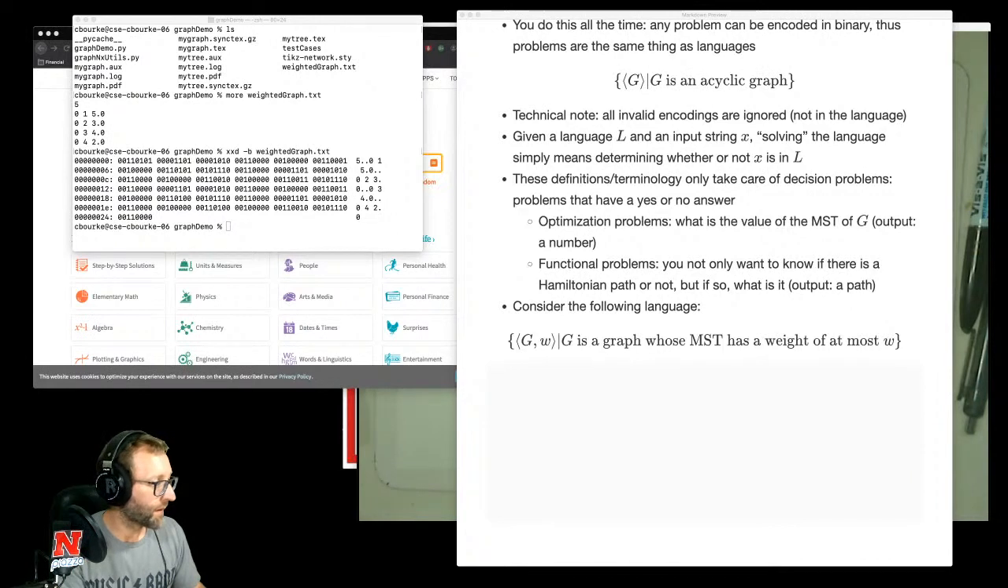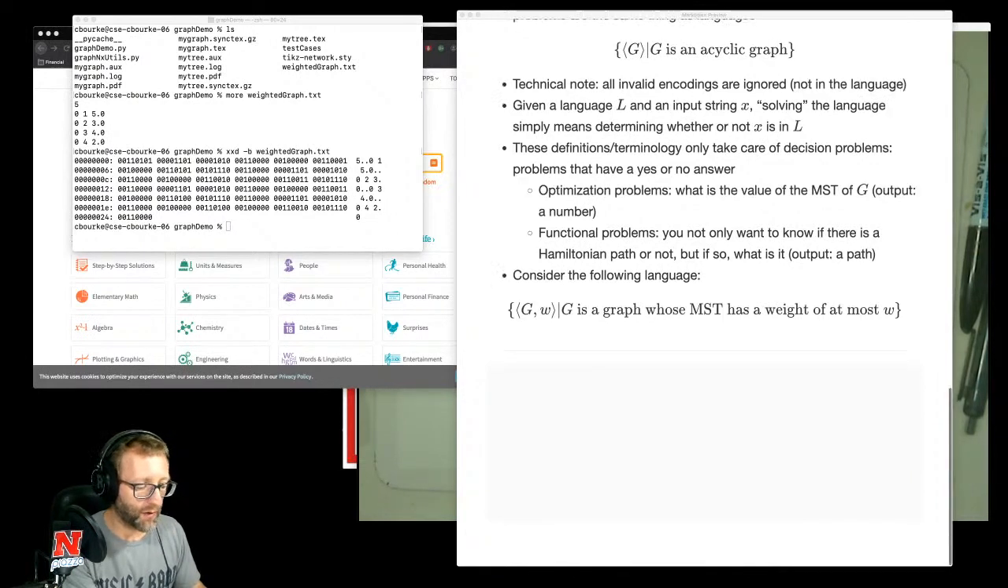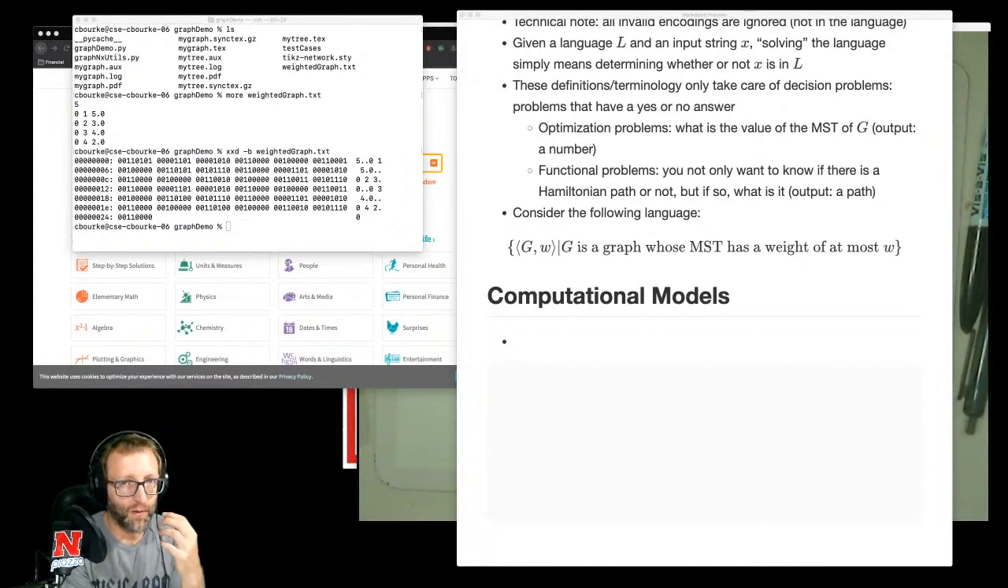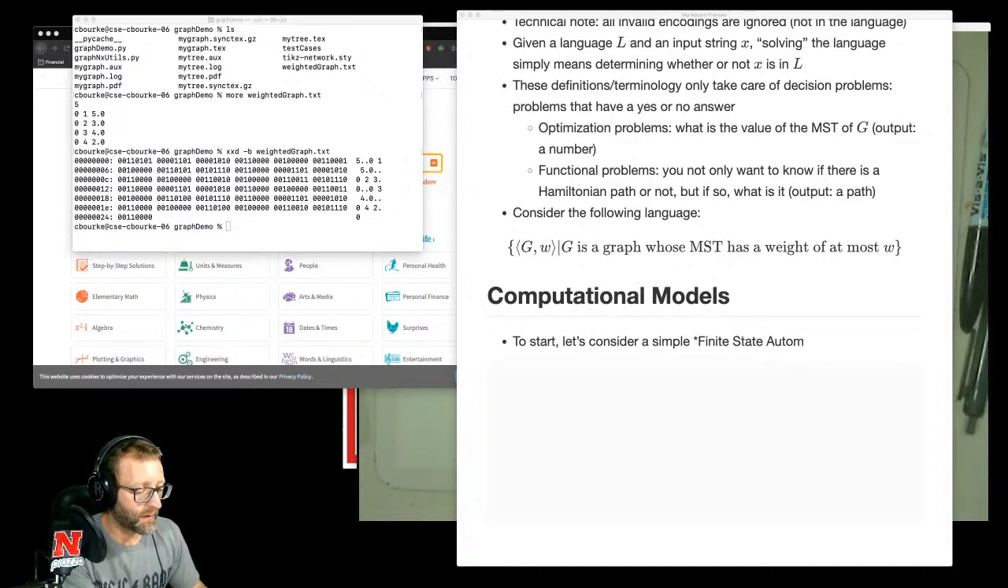Okay? All right. So let's talk about computational models. We're going to eventually talk about Turing machines today, but before we do that, let's look at a simpler model. To start, let's consider what is called a finite state automaton.